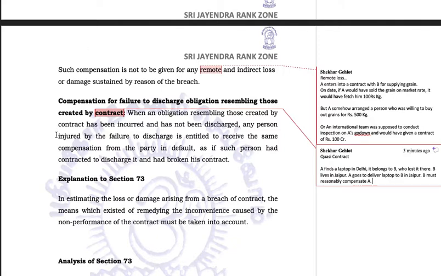Now, in estimating the loss or damage arising from a breach of contract, the means which existed for remedying the inconvenience caused by the non performance of contract must be taken into account. So now it says court will have to take into picture a lot of factors for committing the breach of the contract. Like in this case, court will take into account the travel distance between Jaipur and Delhi, a reasonable fare of a train or a car, petrol, and reasonable food or staying accommodation, etc.